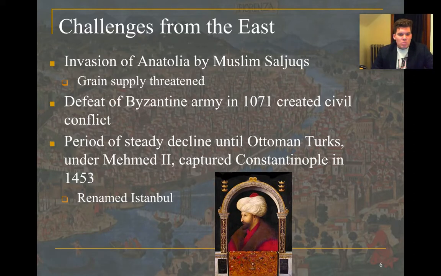Captures Constantinople in 1453, and the Ottoman Empire begins and would continue to exist until World War I. They renamed Constantinople Istanbul, and that's what we've been calling it ever since. If you ever go there, if you call it Constantinople, I'm sure you're going to get some weird looks from the Turkish people that live there. Maybe even worse than weird.